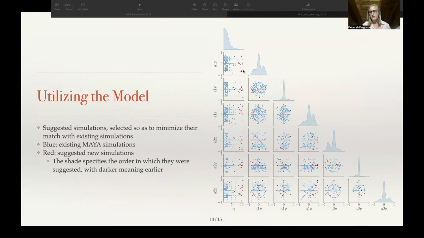And you can see how it starts to fill in the space. Naturally, it's pushing to the borders, but as you continue to get more simulations, if you keep the bounds the same, it'll start filling in these gaps as well.